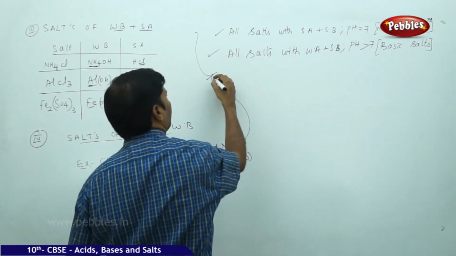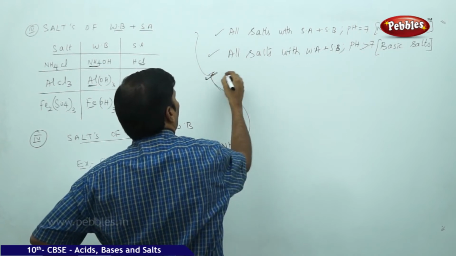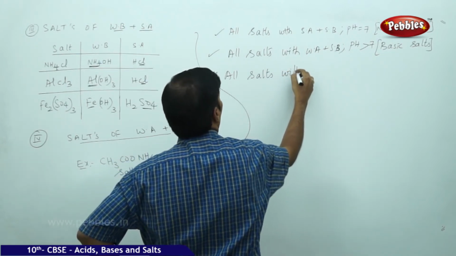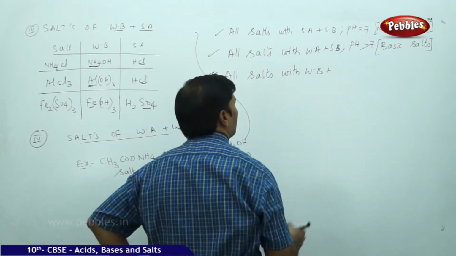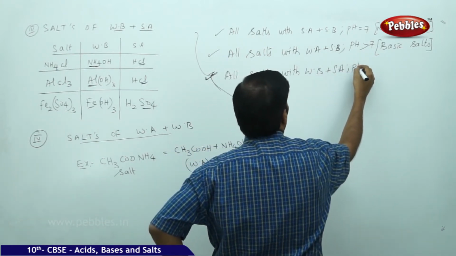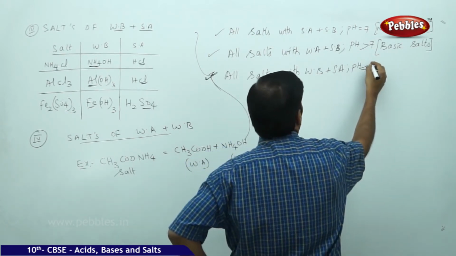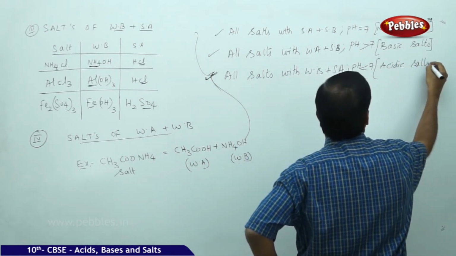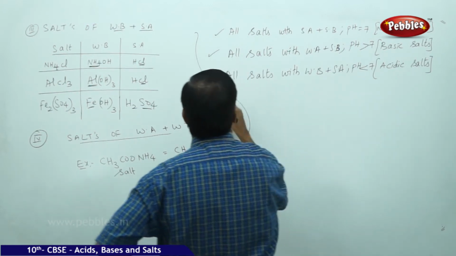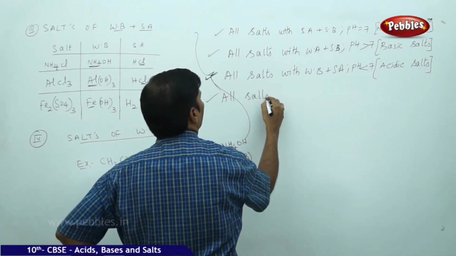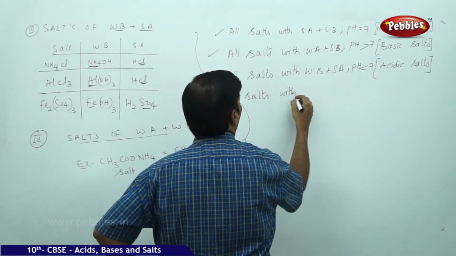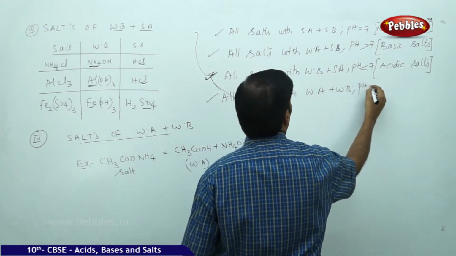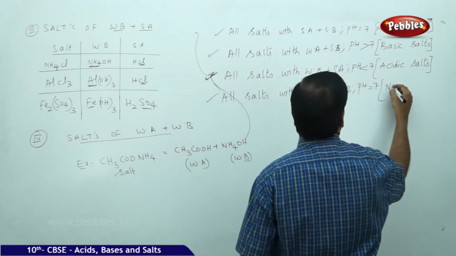All salts with weak base plus strong acid have pH less than 7. So these salts are called acidic salts. Lastly, all salts with weak acid plus weak base again have pH equal to 7. They are again neutral salts.